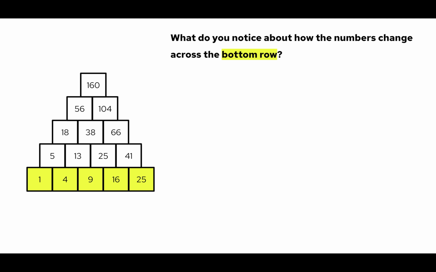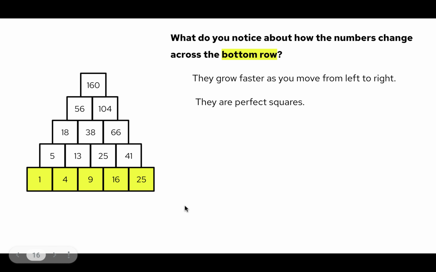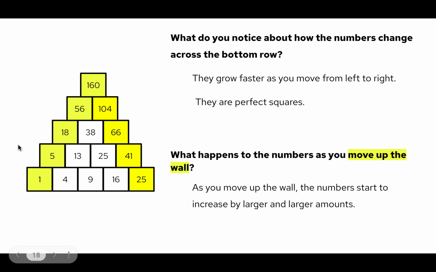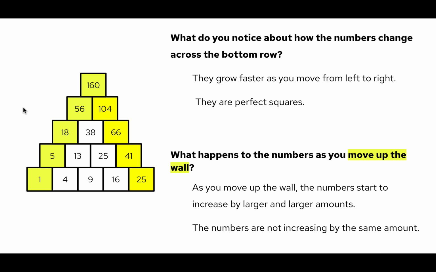So here's a number wall that I've created. And what do you notice about how the numbers change across the bottom row? Here's something I saw. I noticed that they're growing faster as you move from left to right. In other words, they're not increasing by the same number, but they're increasing really quickly. And I also noticed that they were perfect squares: 1 squared, 2 squared, 3 squared, 4 squared, and 5 squared. So what happens when you move up this number wall? Well, I noticed as you were moving up, the numbers started again to get larger a lot faster, just like moving from left to right. And I also noticed that they were not increasing by the same amount. In other words, they weren't all increasing by 4 or they weren't all increasing by 13.